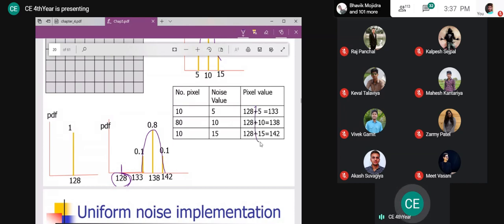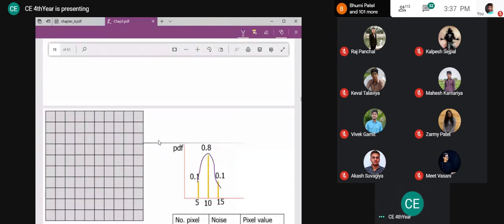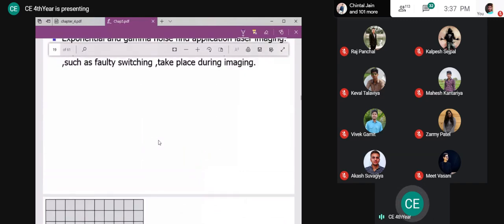It is getting added in my original intensity. That is what we have assumed. Okay, so this is what we are going to learn first.